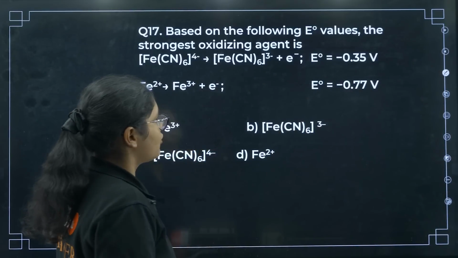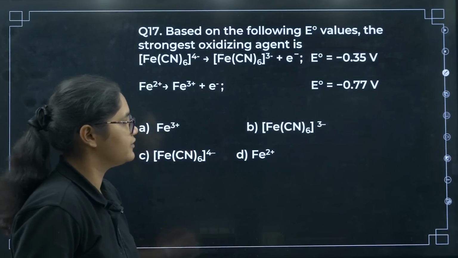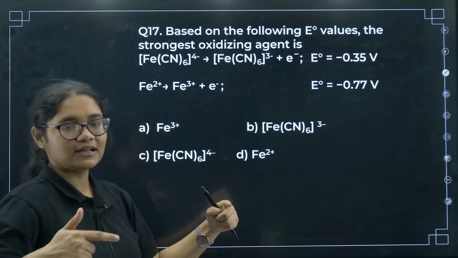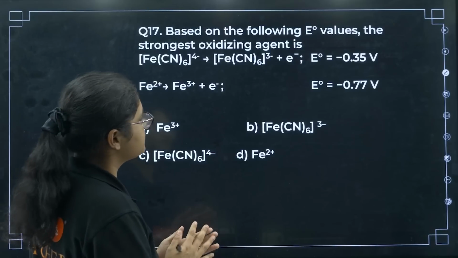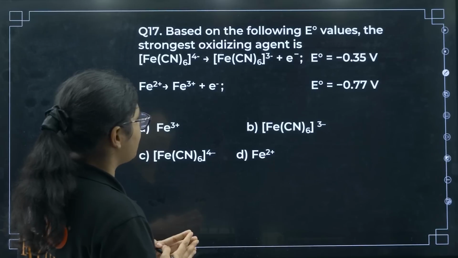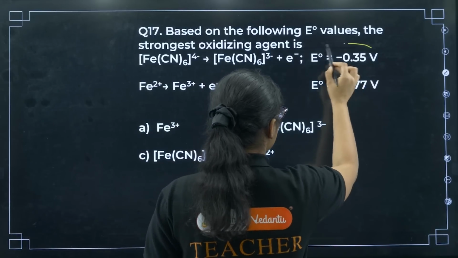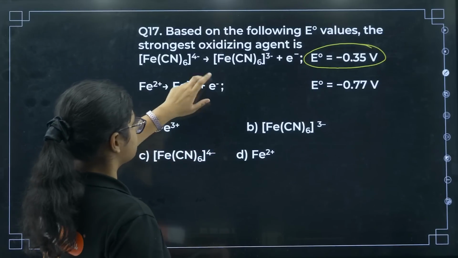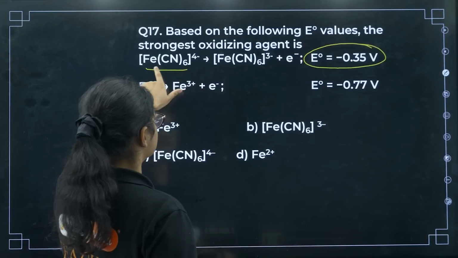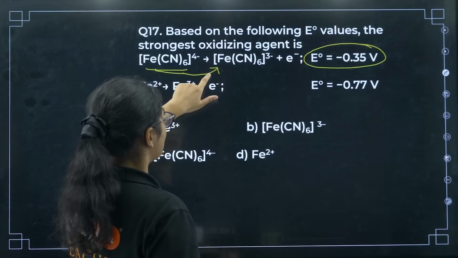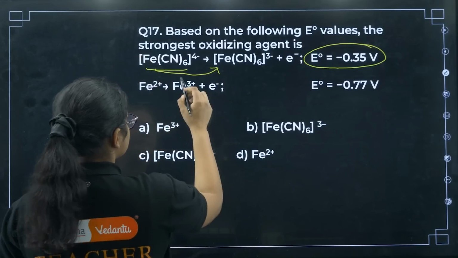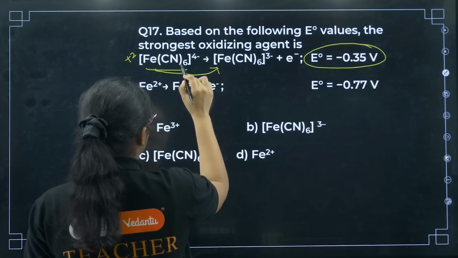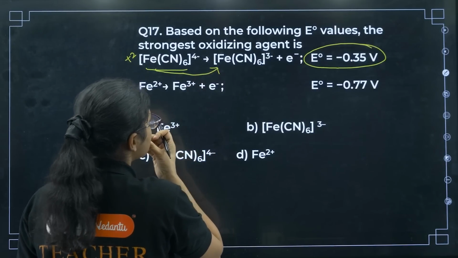Next we have, based on the following E naught values, the strongest oxidizing agent is. Again the same thing, the reduction potential values are given. It will reduce itself, that means it will oxidize others. So the one having the highest reduction value is, I think, 0.35, right? Minus 0.35, then 0.77, right? Out of this, which is undergoing reduction? If you see Fe(CN)6 4 minus is undergoing reduction to this one, so that means Fe(CN)6, this is plus 2 and here it is Fe(CN)6 3 minus.